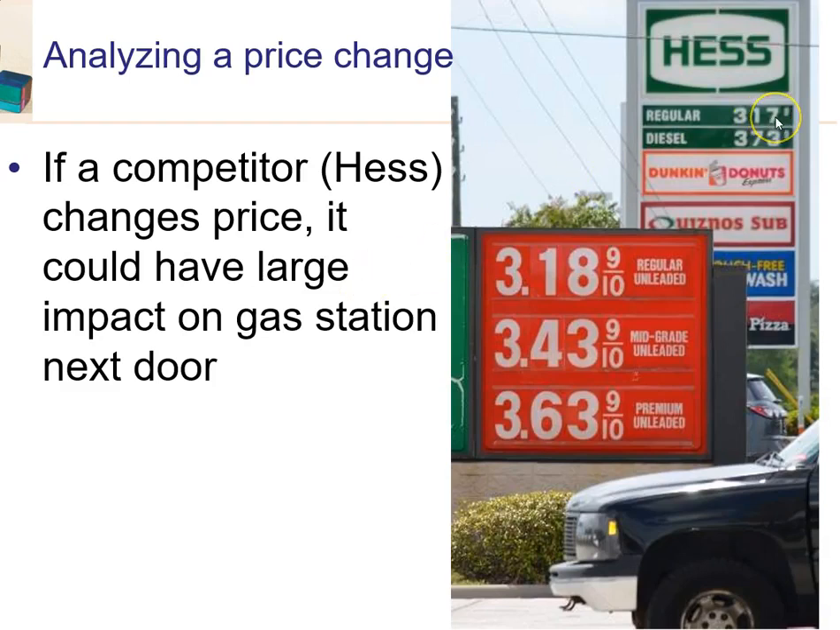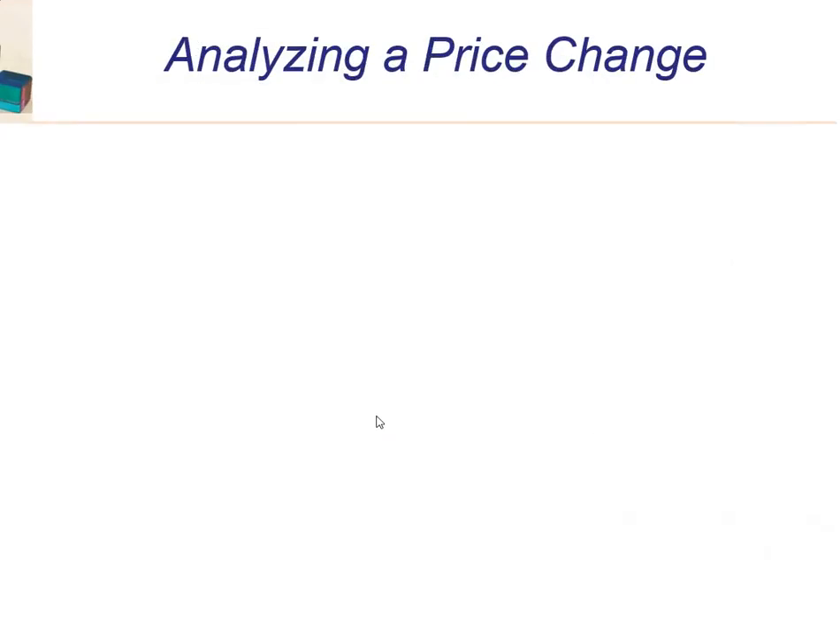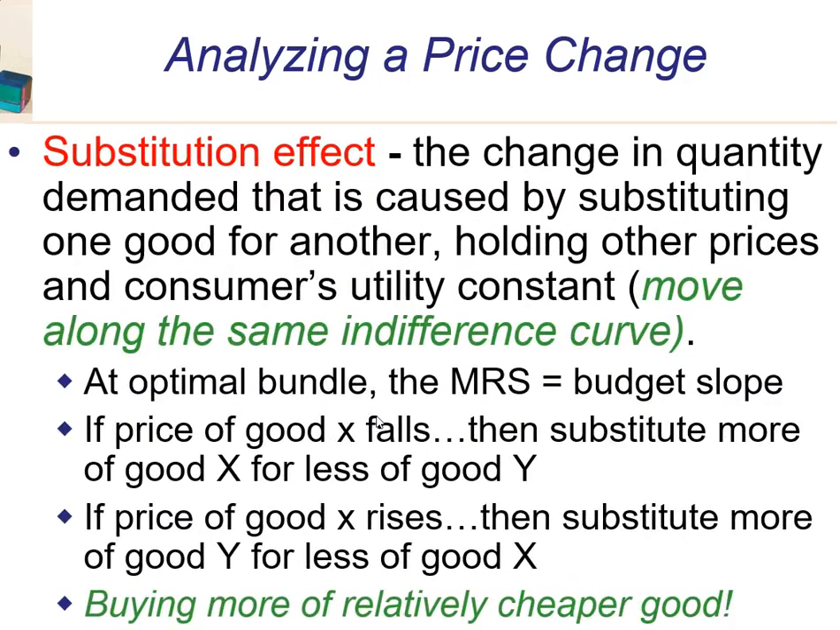So Hess dropped their price a penny, and now they're a penny less than your price, which has not changed. So we're going to analyze a price change. And the first part of this analysis, we're going to talk about a substitution effect. What a substitution effect is, is the change in quantity demanded caused by substituting one good for another, holding other prices and the utility constant. So this will cause us to move along the same indifference curve.